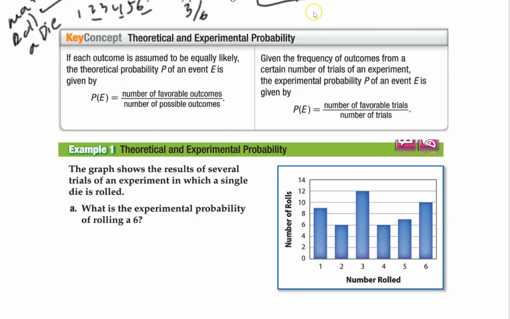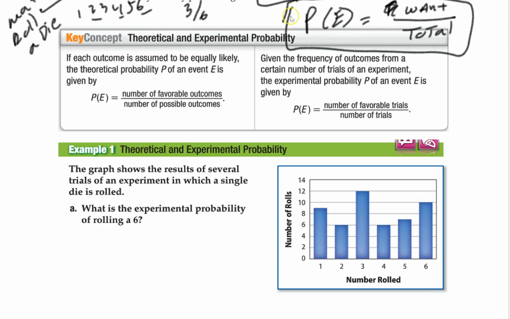What they both have in common, the way you find the probability of anything is always the same. It's the probability of the want, like how many times does the want happen, over the total. How many times the total happens. So want over total is the key. If you want to find the probability of anything, I don't care if it's experimental or theoretical, want over total.